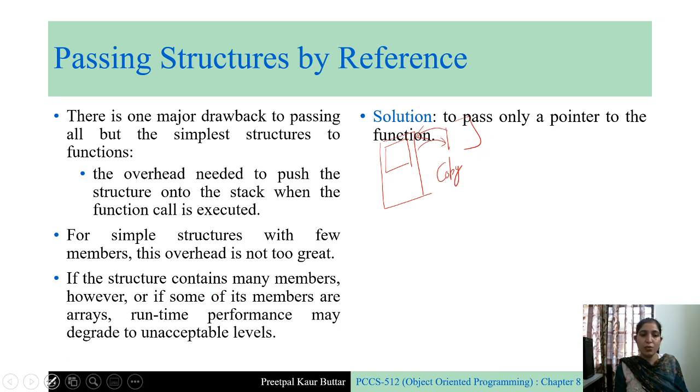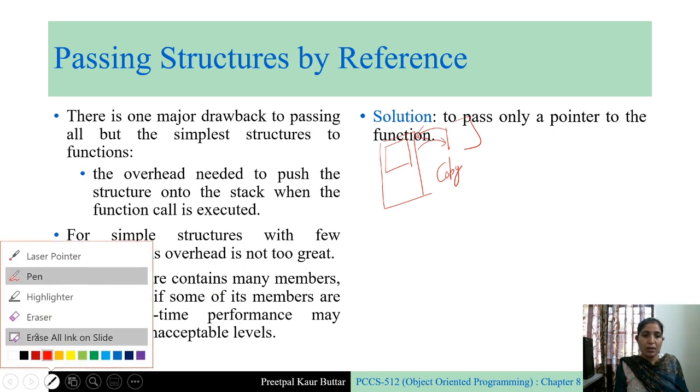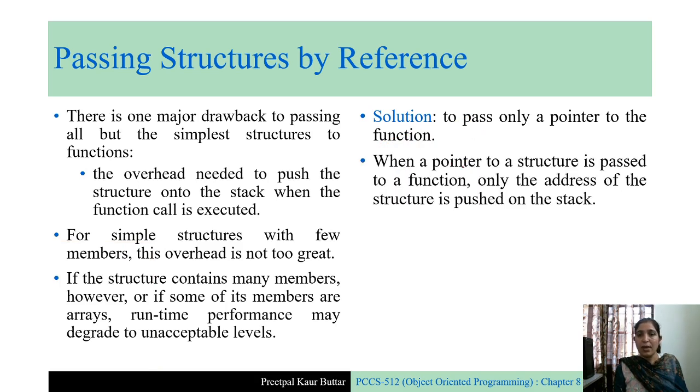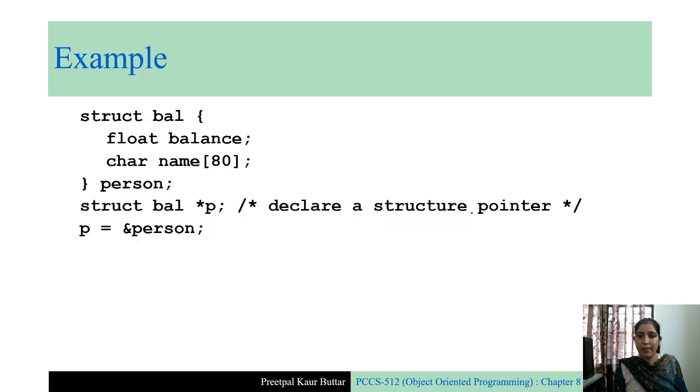The solution is to pass the structures by reference. Instead of passing an entire structure, we pass the address of the structure. So when a pointer to a structure is passed to a function, only the address of the structure is pushed onto the stack, not the entire structure. We do not need to copy the entire structure, we just copy the address, we pass the address. So this makes the function calls fast.